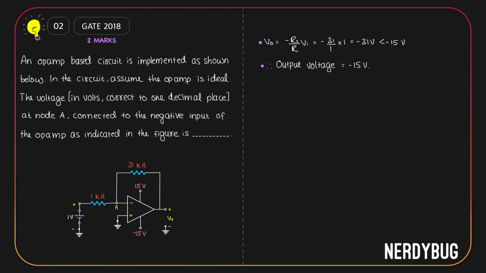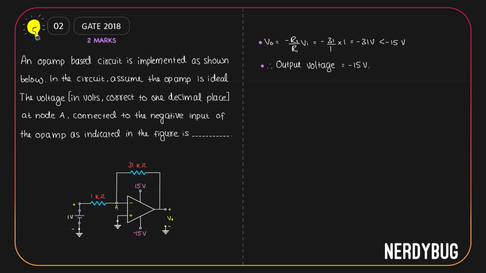Virtual ground does not apply here because the voltage output has already been saturated. Virtual ground is only applicable if the OpAmp is in linear region. Over here, we already saw that the output is much more than the maximum value we can have and the OpAmp is in saturation mode. So virtual ground does not apply. VA will not be equal to 0.